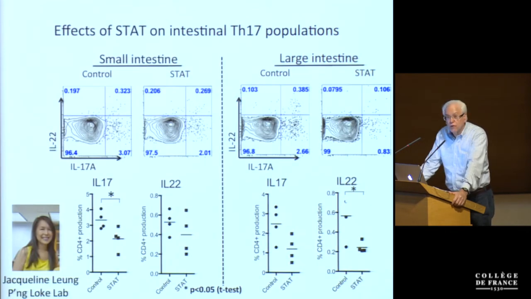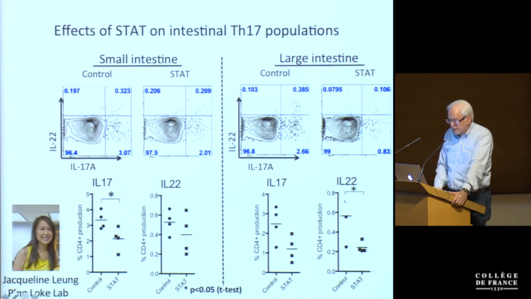We were interested in what was going on in the intestine. And here's work by Jackie Leung in Peng Lok's lab looking at the effects of the antibiotics on intestinal Th17 populations. Here we're looking at the small intestine, the large intestine by flow cytometry. No matter how we measure it, Th17 is down.